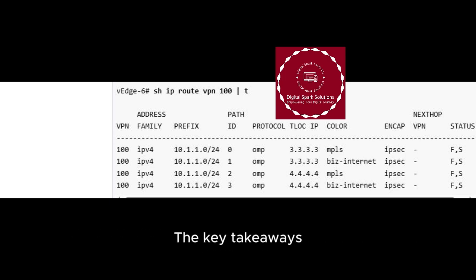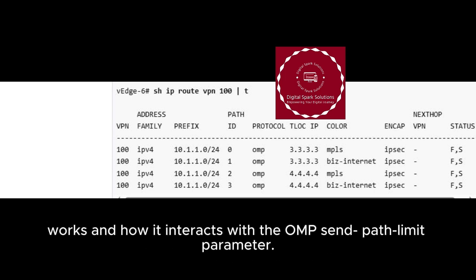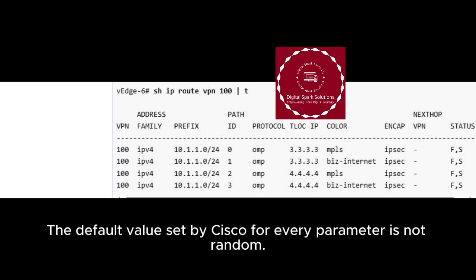The key takeaways. In this lesson, we have seen how the first tiebreaker in the OMP best path algorithm works and how it interacts with the OMP send path limit parameter. The question is, what does all that mean for a real-world deployment? The default value set by Cisco for every parameter is not random.